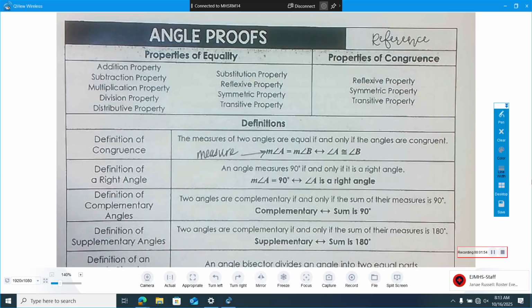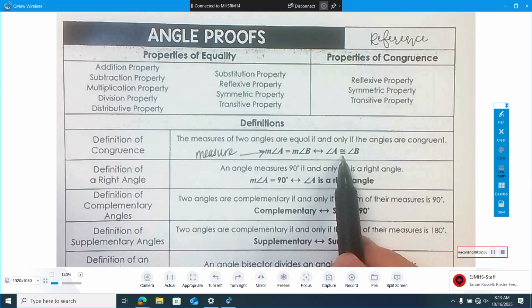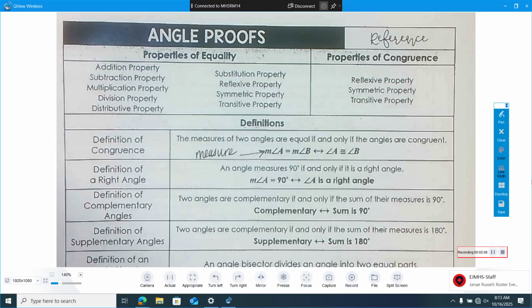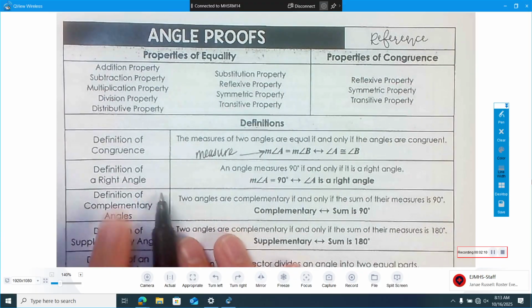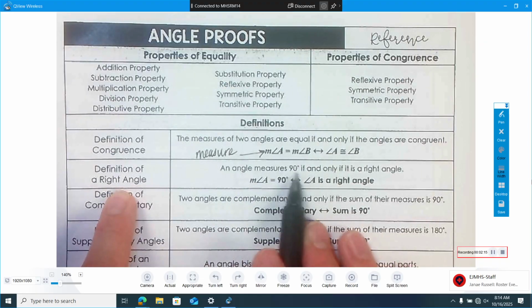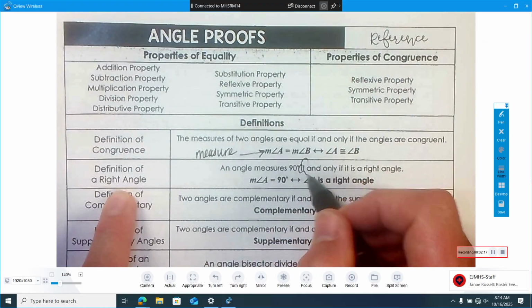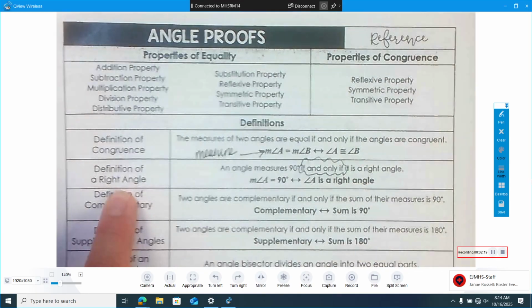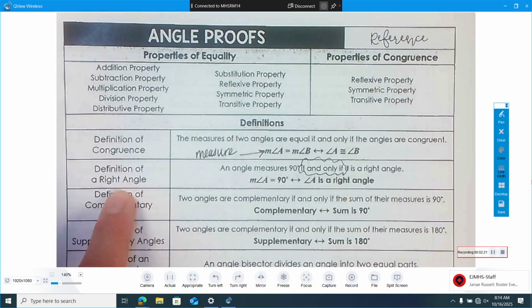That's important so that we're communicating to people who are reading our work. We're talking about the actual measure of the angle, how many degrees it is, and then we can drop it when we talk about congruence. A right angle, definition of right angle: an angle measures 90 degrees if and only if it is a right angle.